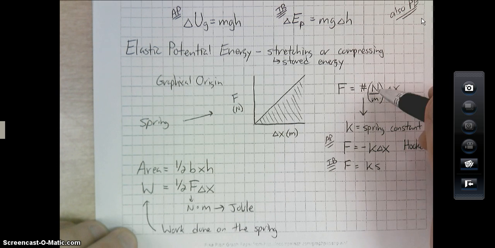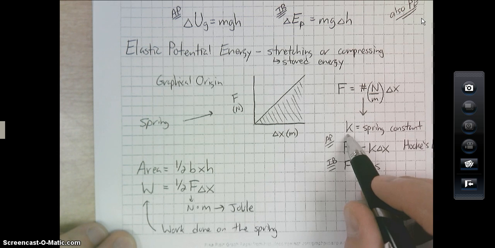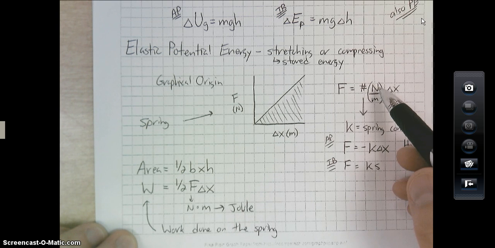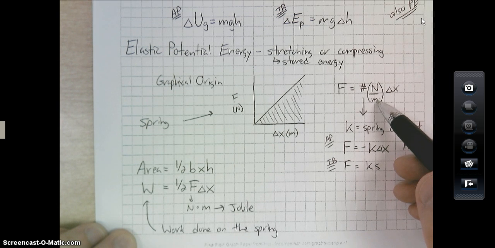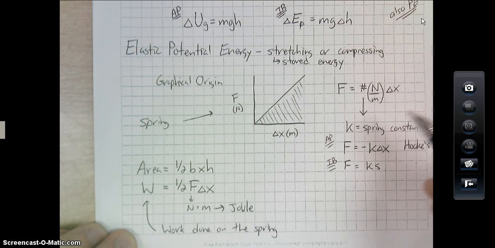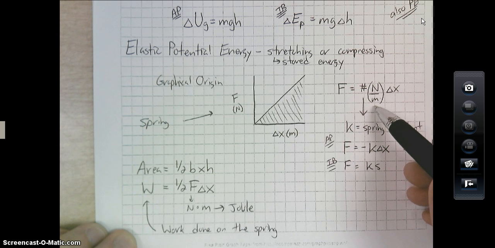Okay, now that particular number, that numerical value, is known as a spring constant, and it gets the letter K. And if you look at it, what exactly is a spring constant? It's newtons per meter, a force per unit of distance. For example, if you had something that said 50 for a spring constant, well, that means it would require 50 newtons to stretch it a meter.